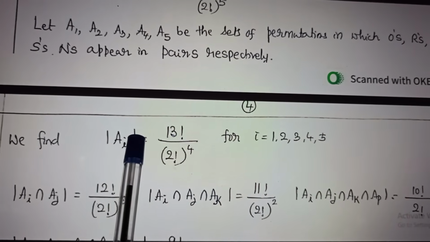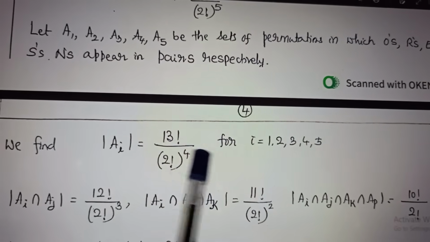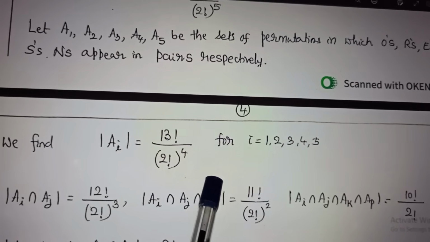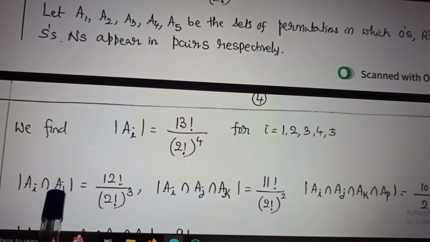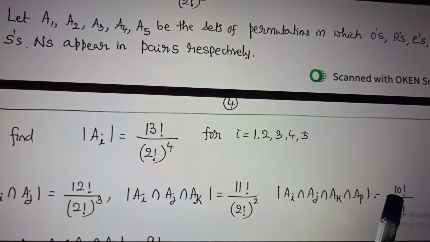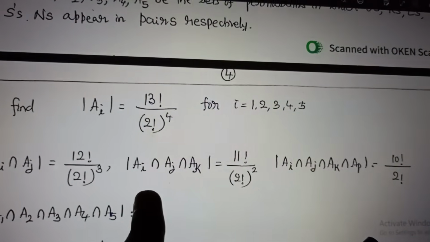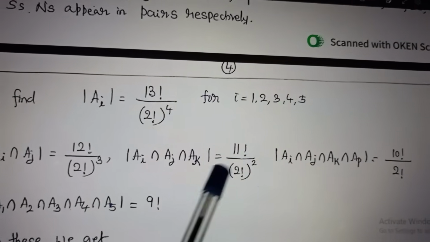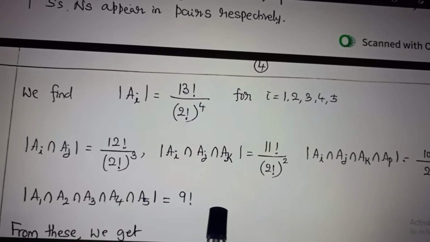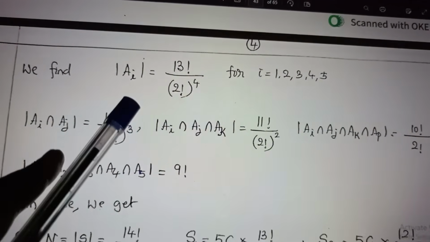Similarly, we have to find it for Ai and Aj. Now what is Aj? If you find the value for all the i's, you will get the value of Aj. Once you solve this, you will understand. It's easy, you have to solve it. I, J, K, P, you have to find for all the combinations because in the question they have asked this.